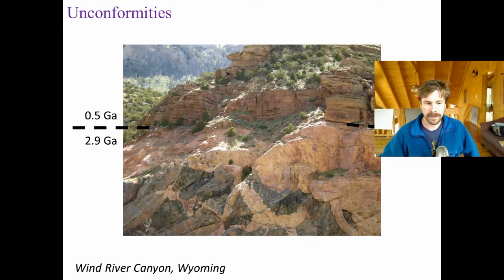One final example here, it's even more time missing. This is in Wind River Canyon, Wyoming. You see granite and schist down below, 2.9 billion years old, overlain by Cambrian age sandstone, again about 500 million years old. So if you do the math there, 2.4 billion years are missing along that horizon.